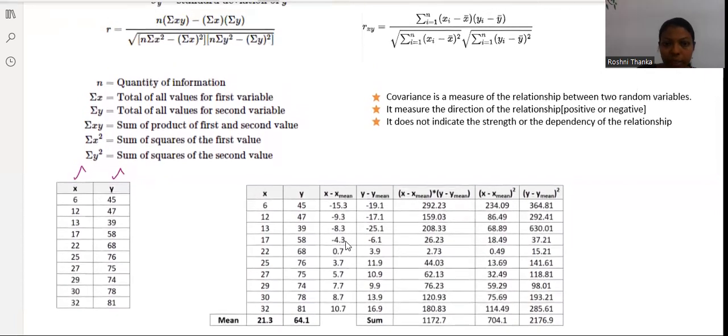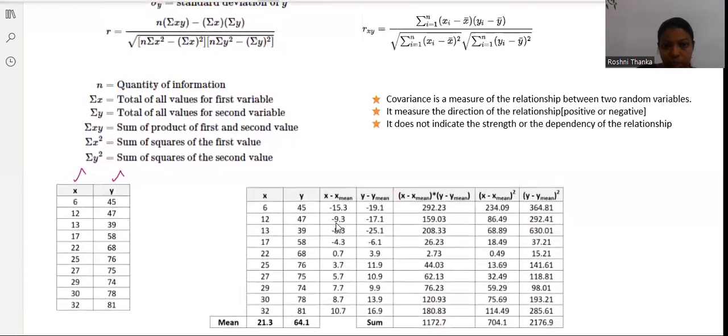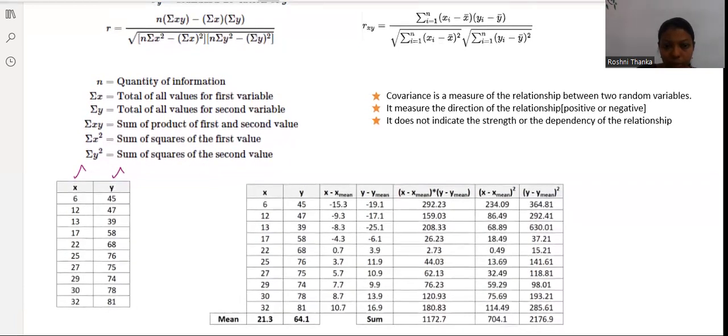So how will I find xi? It means 6 minus 21.3 is this value. And here, 12 minus 21.3 is minus 9.3. Then 13 minus 21.3 is minus 8.3. Likewise here, y minus y mean. What is y mean? 64.1. So 45 minus 64.1 is this value.